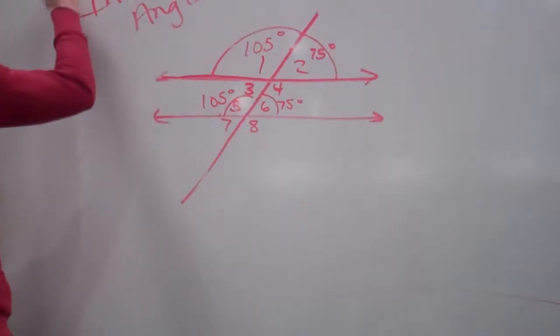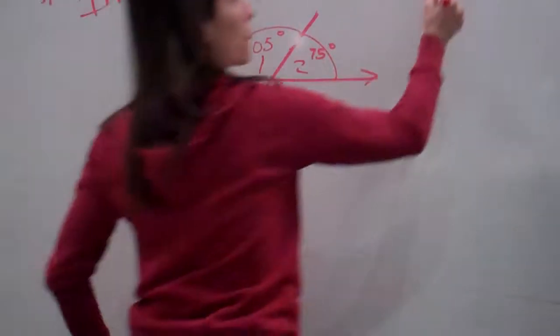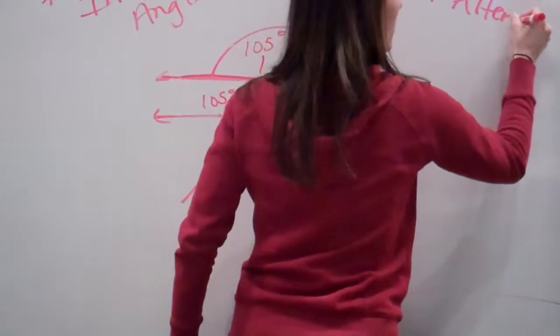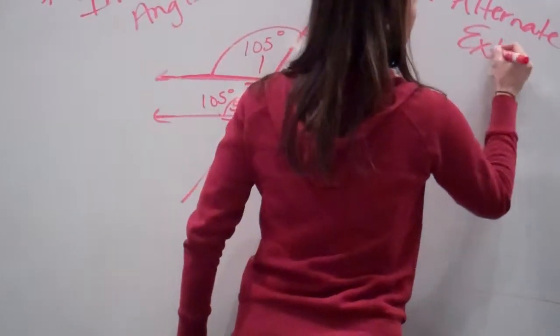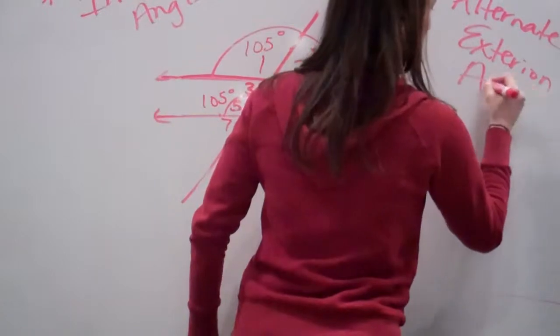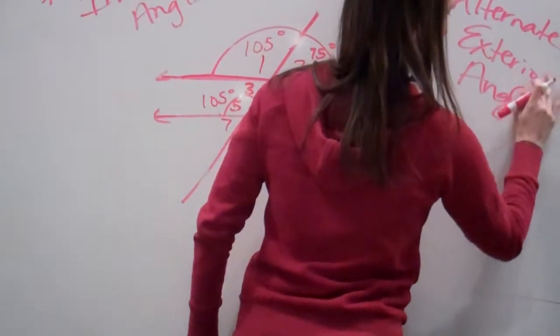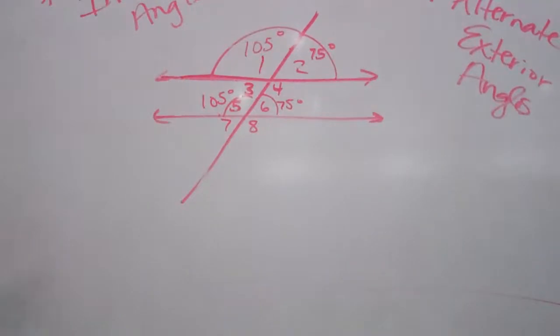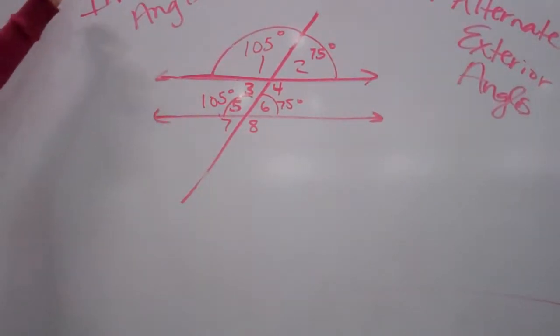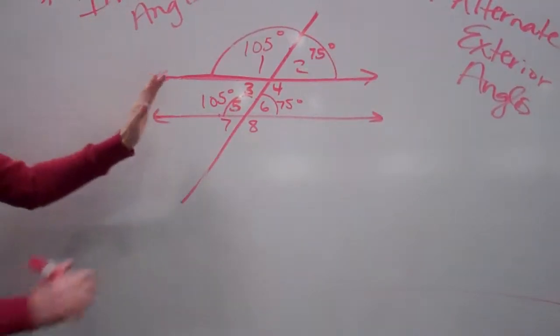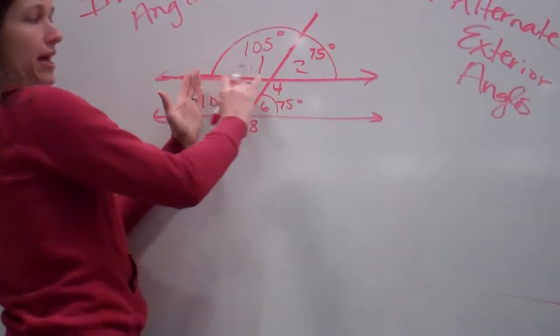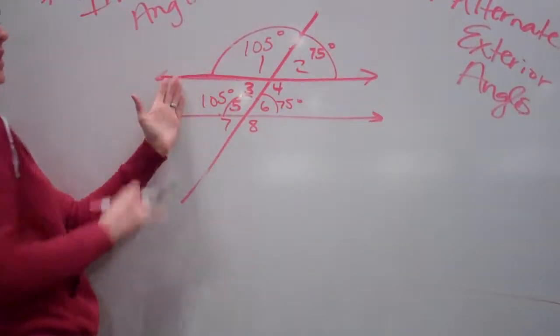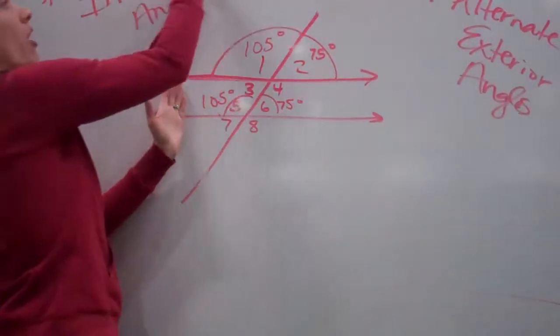So I'm going to teach you about something called alternate interior and alternate exterior angles. Let's start with alternate interior. I'll let y'all finish writing those words down. Alternate interior angles, we know that we're working with just this set right here, the ones that are on the inside of the parallel lines. What do you think alternate means?